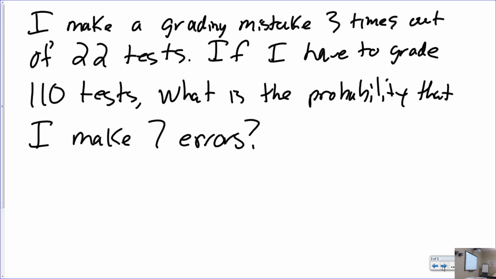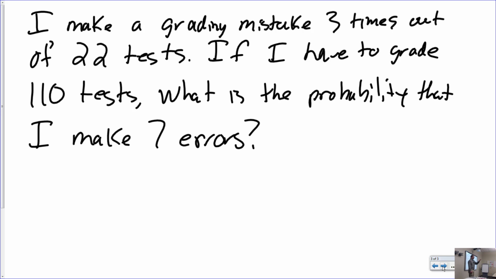So this is not necessarily a timed event, but it's the same kind of feel to the problem, where if there's an average number of things happening during a specific event, this applies the same way. So if I normally make 3 grading mistakes out of 22 tests, but now I'm grading 110 tests, what's the average number of times I will make a mistake if I have to grade 110 tests?